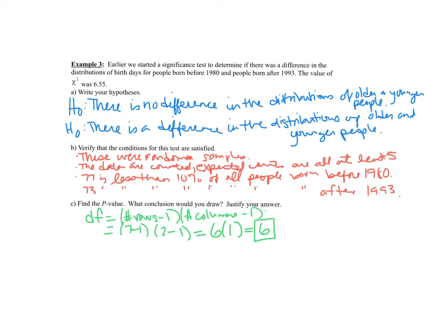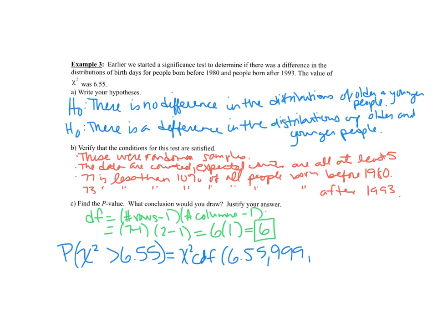Then we're going to find our p-value. And so I usually like to write the probability that chi-squared is greater than 6.55. If you want, you can write the calculator stuff, but writing the probability that chi-squared is greater is probably much better. You would use on your calculator chi-squared CDF, 6.55, any big number is fine, and then 6 is equal to 0.364. So it's a pretty high p-value.